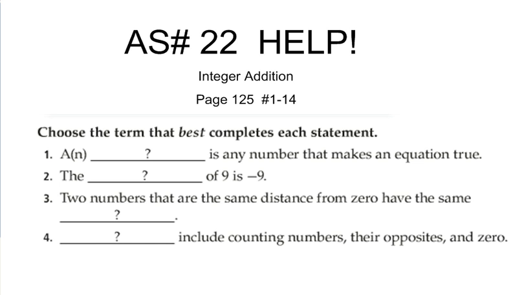Remember that our notes were on adding integers, so I put integer addition. We're doing page 125, 1 through 14. You also have page 132, numbers 2 through 9, and 19 through 38. So make sure you do that. But I am going to do page 125, numbers 1 through 14.